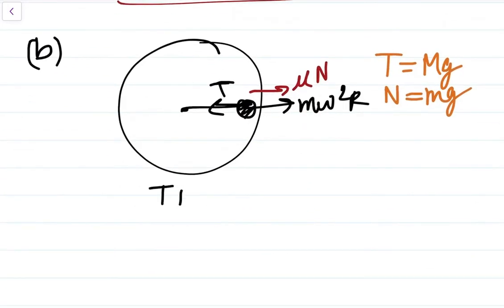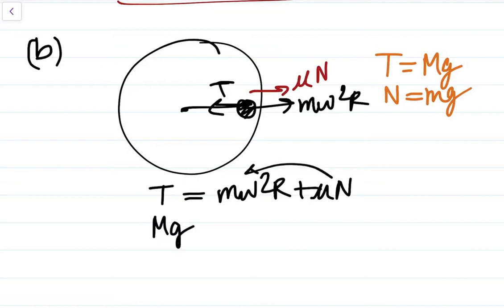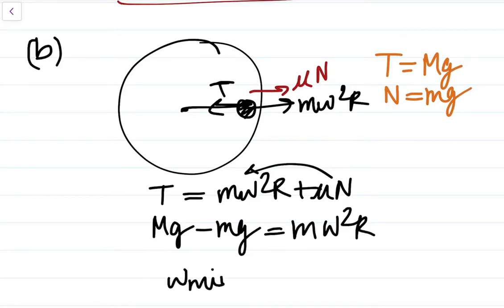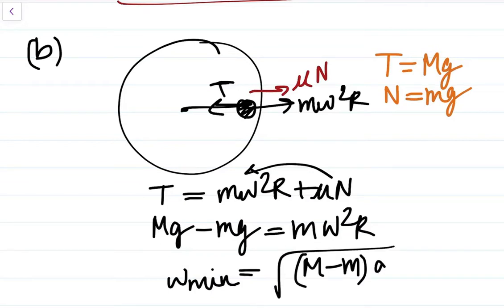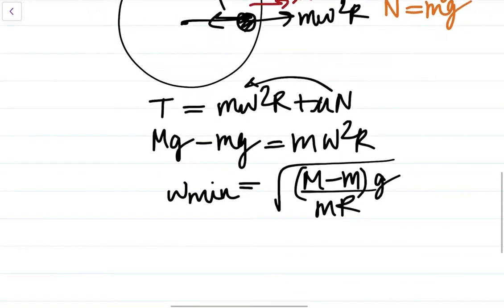Okay, so what will happen? T plus m omega squared r is equal to... T is equal to m omega squared r plus mu N, and it will be Mg. I will just shift it to the opposite side of the equals sign, so it will be minus mu mg, is equal to m omega squared r. So this will be omega minimum. Omega minimum will be how much? Just solve this. It will be square root of (M minus mu m) into g upon m r. So this is the formula for omega minimum.